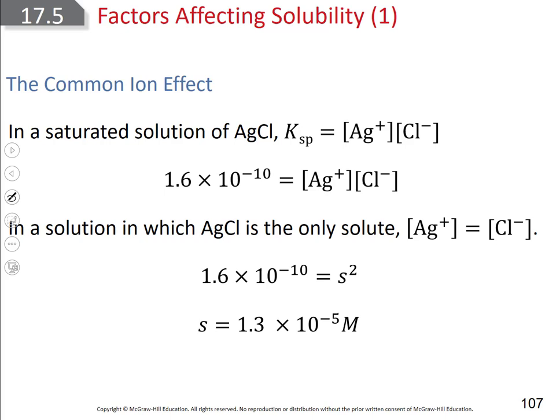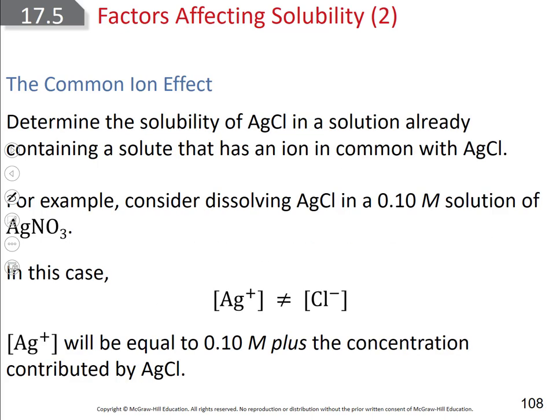However, what if instead of trying to dissolve this in pure water, we try and dissolve it in a solution of silver nitrate? So now we're trying to dissolve silver chloride in a 0.1 molar solution of silver nitrate. Well, the problem is 0.1 molar solution of silver nitrate has what concentration of silver ion already in it? 0.1 molar. Which means when we do our ice table, our initial concentration of silver ion is going to be 0.1 molar. So that will change the end result.